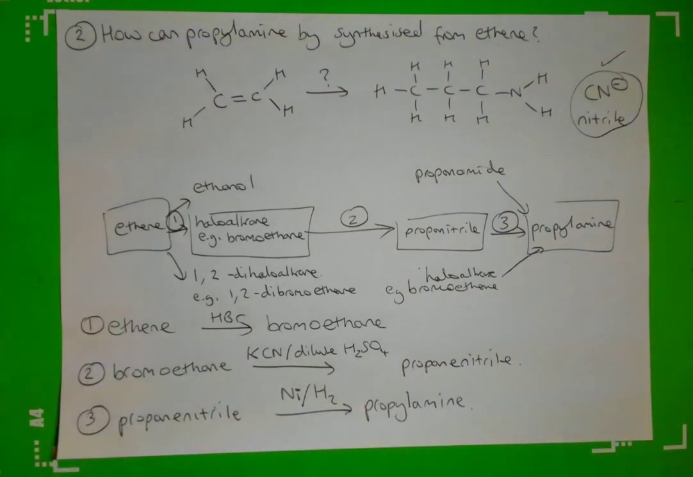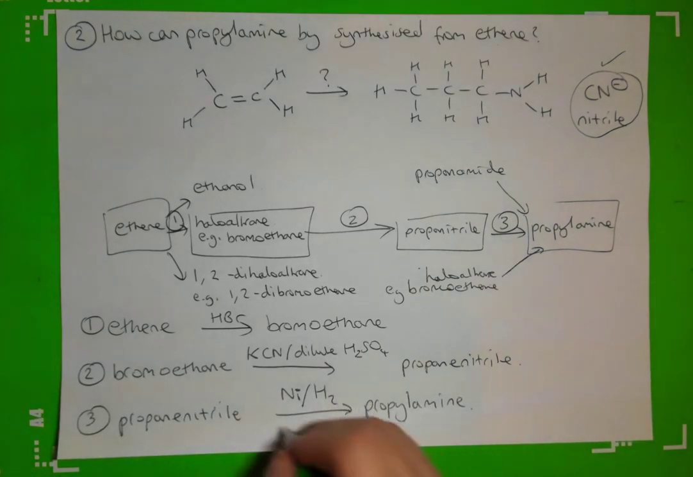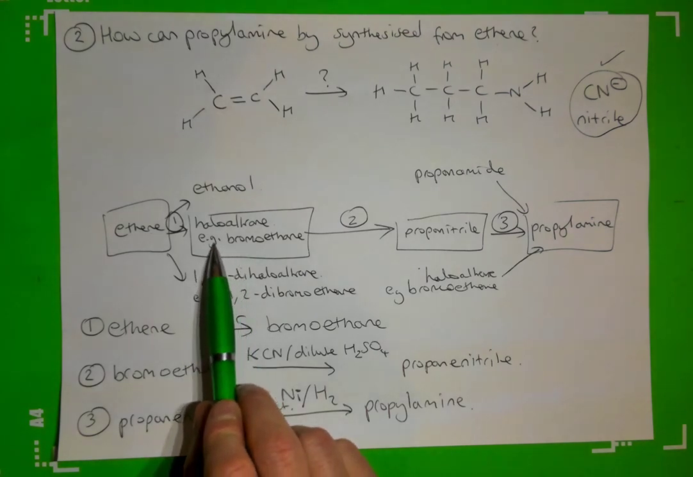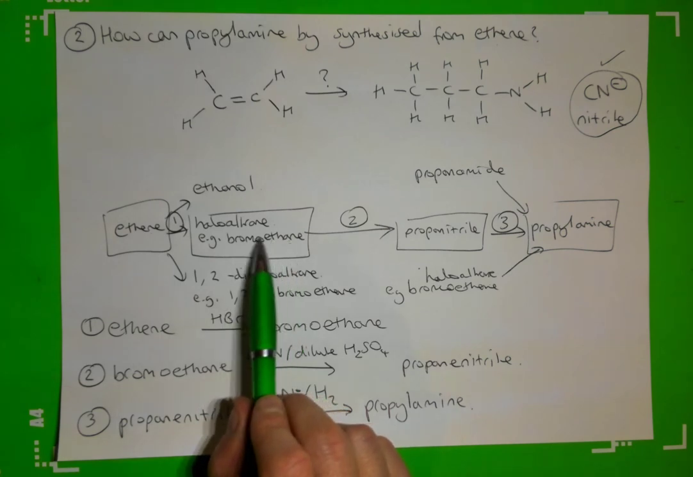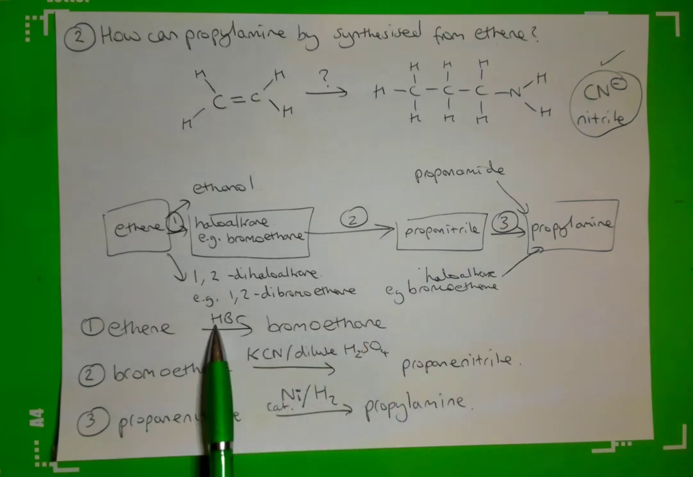There we are, there's the 3 steps there. HBr on the first step, KCN in dilute sulfuric acid in the second, and hydrogen and nickel catalyst in the third. So I put haloalkane, e.g. bromoethane. So chloroethane or iodoethane could have also been chosen instead of bromoethane. I would just put HCl or HI instead of HBr. That would have been okay.